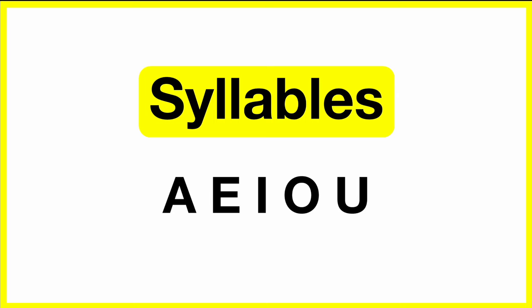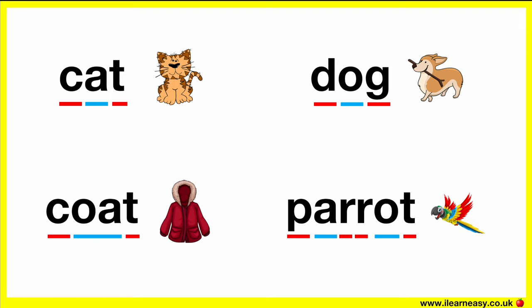So in order to count how many syllables are in a word, we just need to identify the number of single vowel sounds. An easy way to work out the number of syllables in a word is to put your hand under your chin and count the number of times your jaw drops.